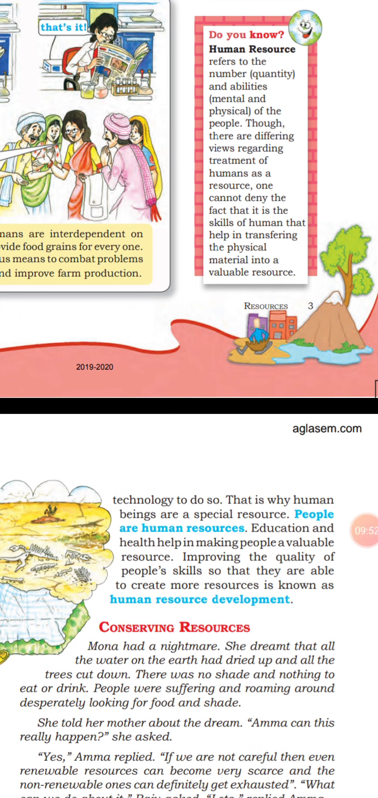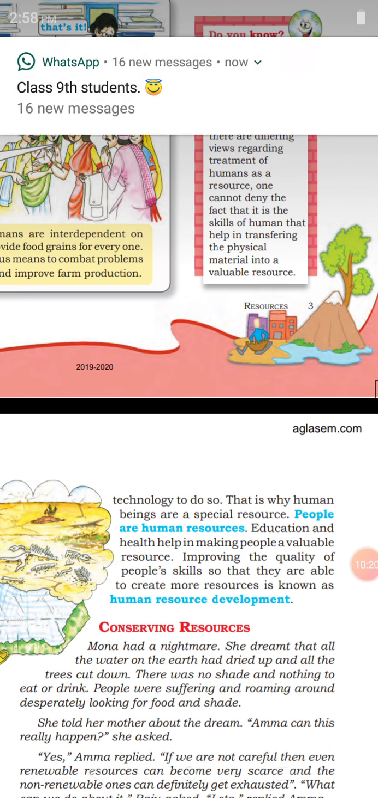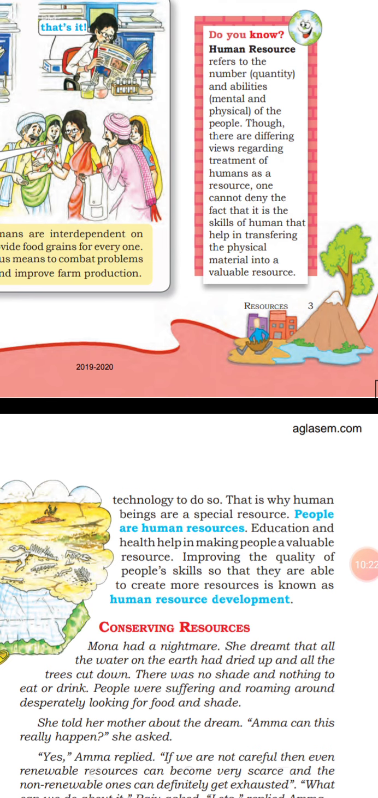Then the renewable resources. Renewable resources are those which get renewed or replenished quickly. For example, solar energy and wind energy. Non-renewable resources. Those resources which are present in limited stock and once exhausted may take thousands of years to renew.